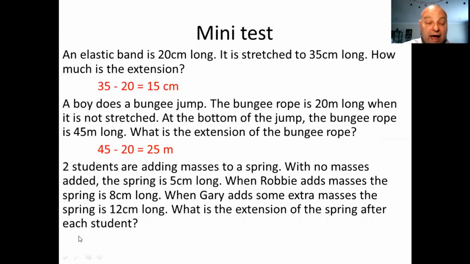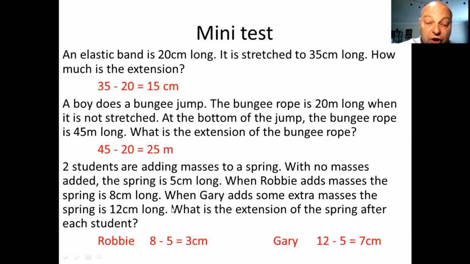So when Robbie adds masses to the spring, it's 8 centimeters long. So his is going to be 8 take away 5. And then when Gary adds masses to the spring, it's going to be 12 take away 5. Biggest mistake people make here is they say, well, when Gary added it, it was 8 before Gary added, so 12 take away 8 is 4. No, it doesn't work that way. It has to be compared to the absolute original length when nothing is added.